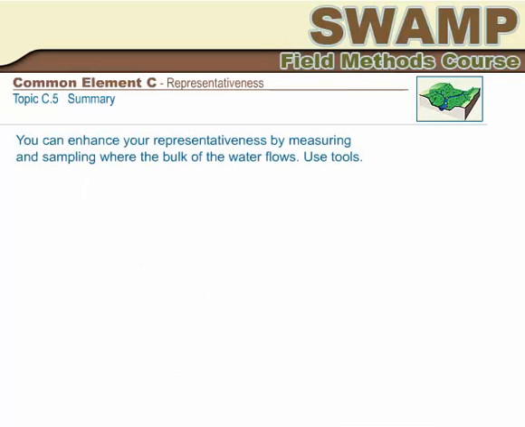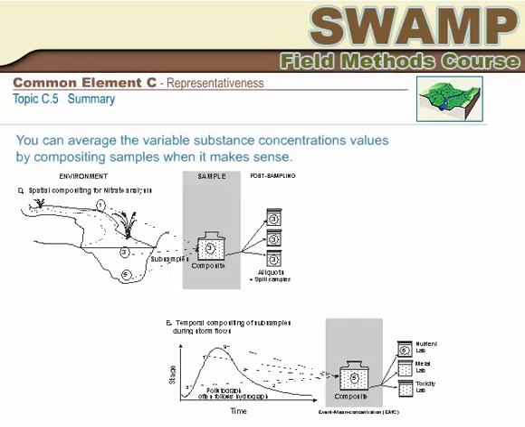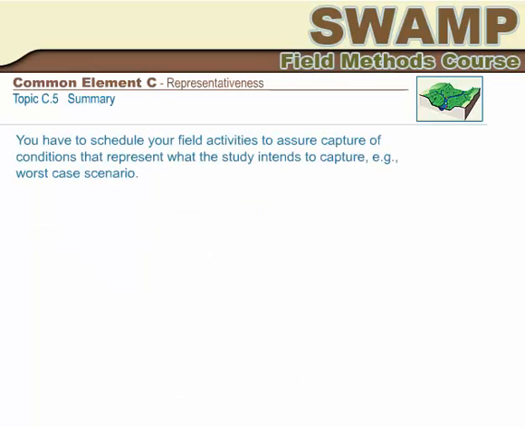You can enhance your representativeness by measuring or sampling where the bulk of the water flows. You can average the variable substance concentration values by compositing the samples when it makes sense. You have to schedule your field activities to assure capture of conditions that represent what the study intends to capture, such as the worst-case scenario.